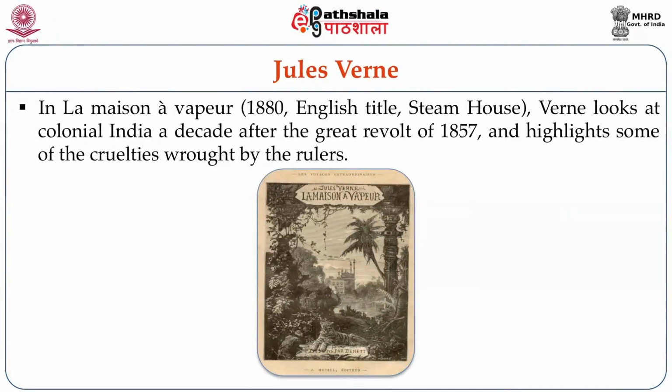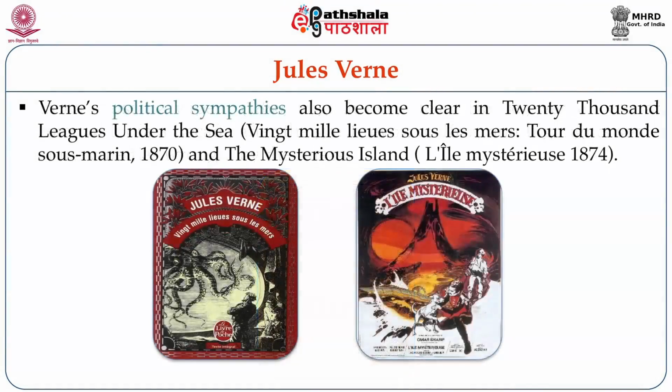This concern can be traced also through the writings of Verne or Wells. In Steam House, written in 1880 in French, Verne looks at colonial India a decade after the Great Revolt of 1857 and highlights some of the cruelties wrought by the rulers. Science, a detailed working out of technology, politics and ethics again come together in 20,000 Leagues Under the Sea and its sequel, The Mysterious Island.